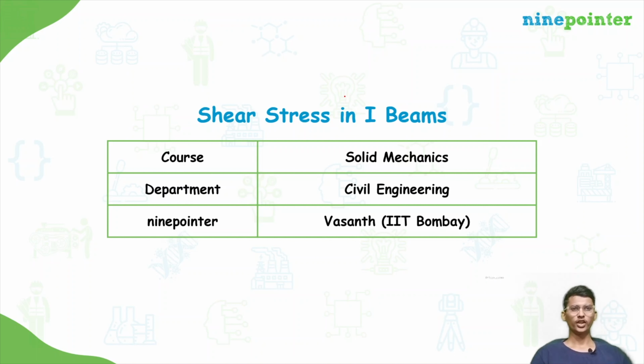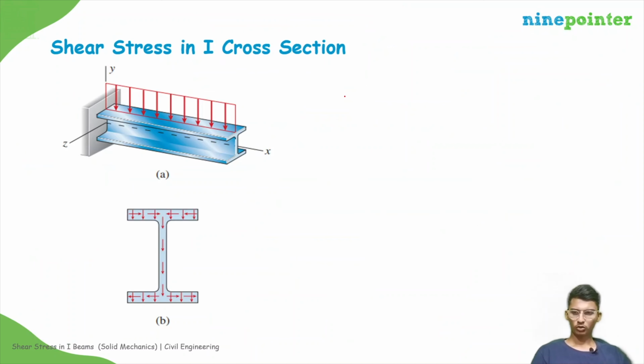In this video, we are going to discuss shear stress variation in I-beams. So these I-beams are generally widely used in civil engineering. If you see the I-beam, it will look something like this, right? So if you take the I cross section and it is having some shear force V, then the shear stress will be in the direction of V, vertically, right? So that will be something like this.